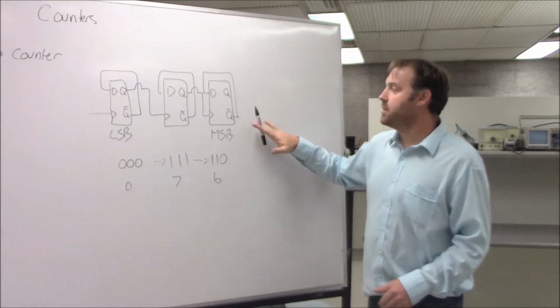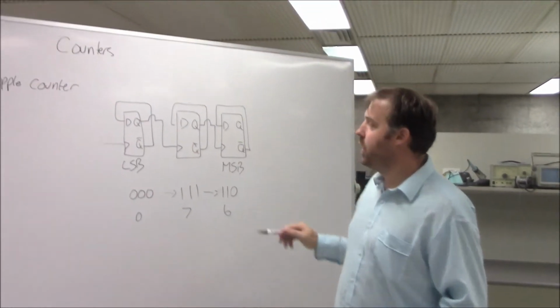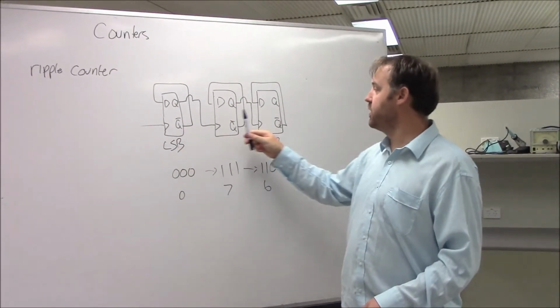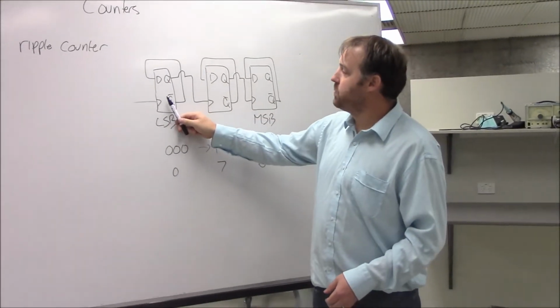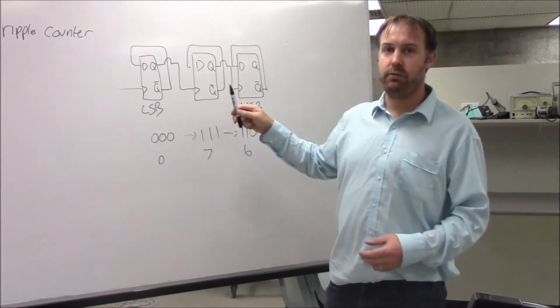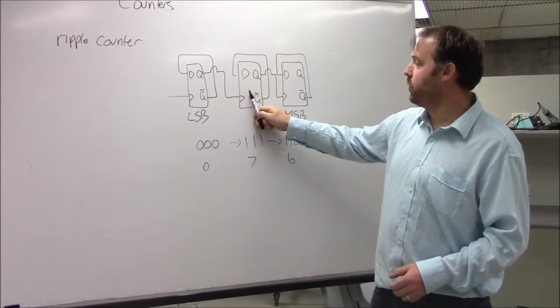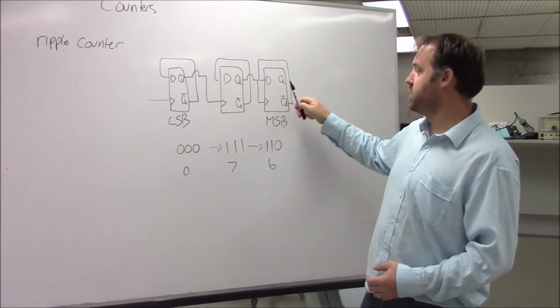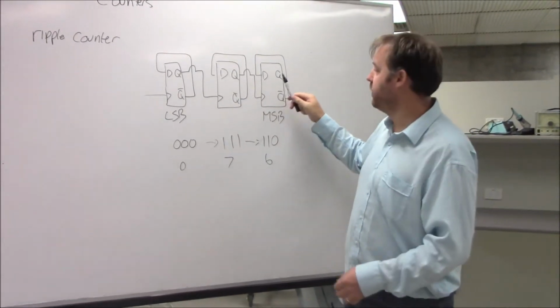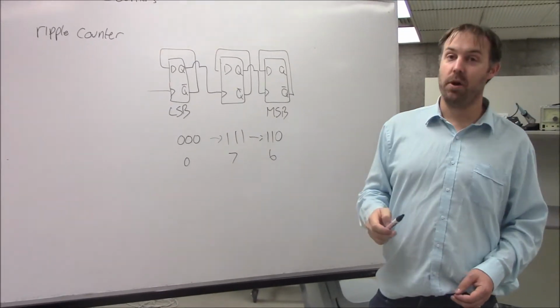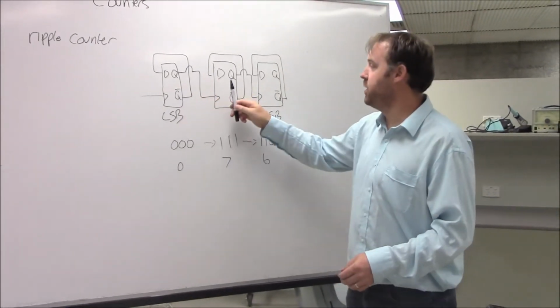And so this is a ripple counter, and a ripple counter is called that because the changes you can see rippling through. This one will change with a small but very real delay before this one, and then this one changes a small delay after this one. If you were to look at it in slow motion, you would see this change, then this change, then this change.